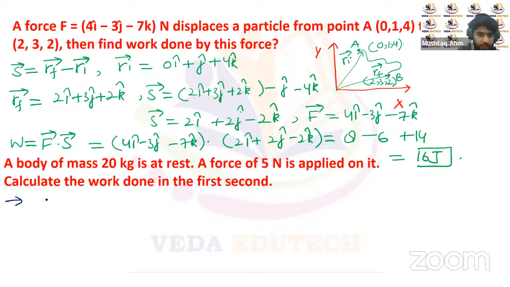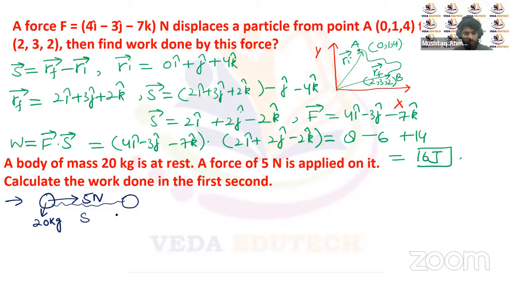Let's suppose we have placed a body of mass 20 kg here and we're applying a force of 5 Newton on this body. The mass of this body is 20 kg. After 1 second, it will have some displacement, and let's suppose S is the displacement for this body.